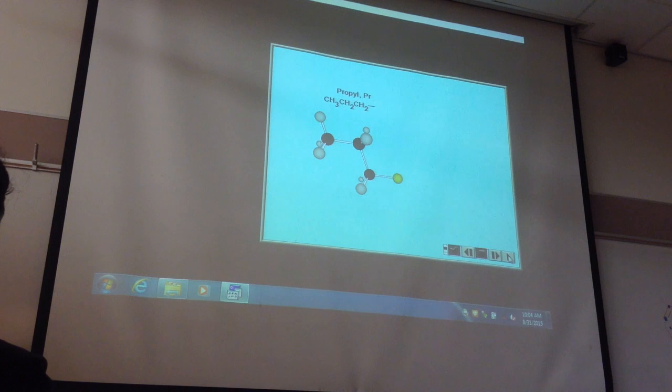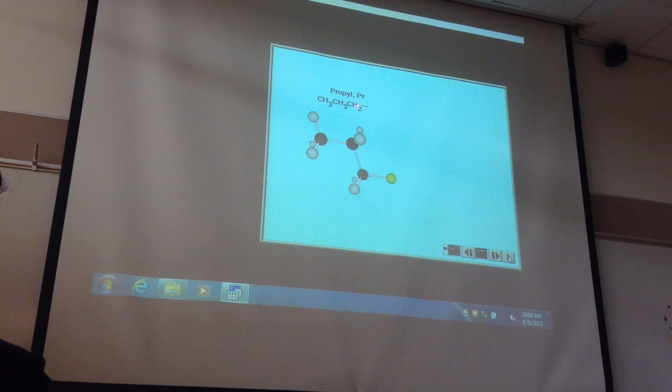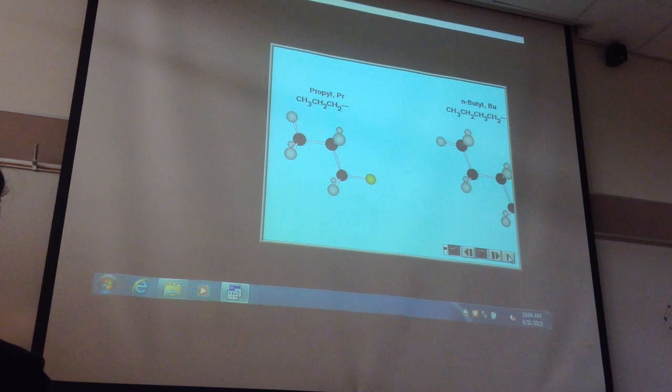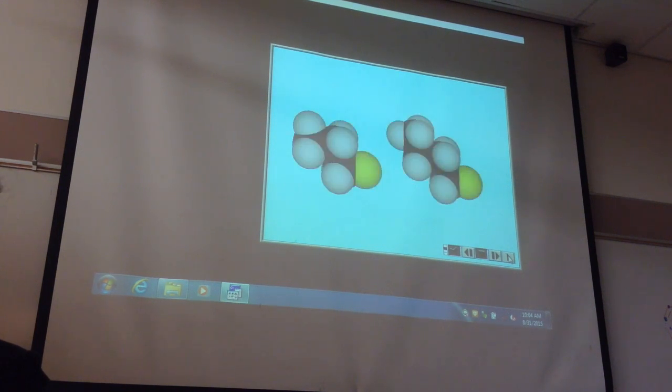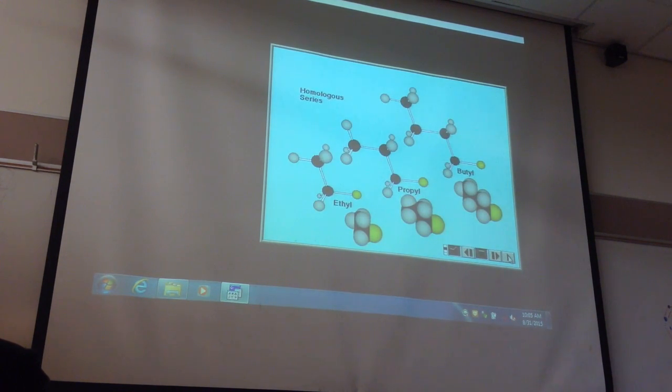So propyl, the PR, and again, take a look. The most important thing is that you're attaching it to that primary carbon, right? We keep looking at that. When we now look at butyl, again, if you're attaching from that primary carbon, it will be called butyl. That N was for normal. Nobody uses normal anymore. So BU for butyl from the primary carbons. Every single time you're seeing them from the primary carbons, okay? And they're all called the homologous series.